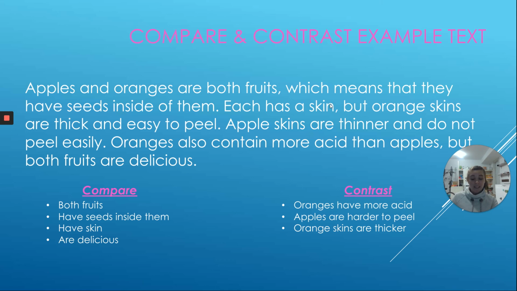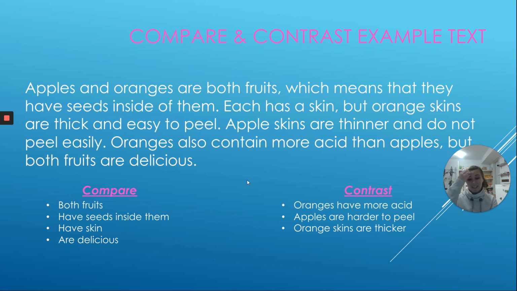Each of them has a skin. That's how they're the same. But orange skins are thick and easy to peel. Apple skins are thinner and do not peel easily. Okay, that's where I got those two descriptions, those two differences about their skins. And then oranges contain more acid than apples. So that's how oranges are different than apples. Hopefully you caught on to those.